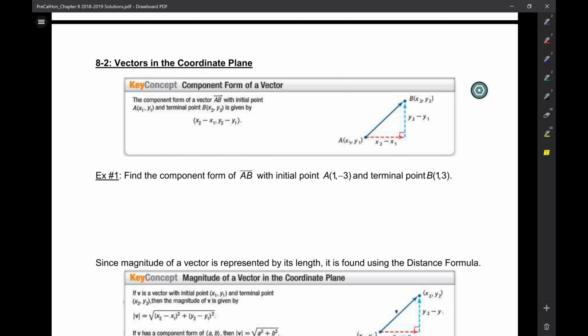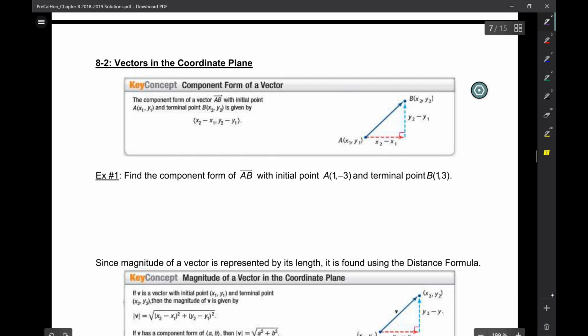Okay, so we now know what vectors are, and we now know how they look and what we could do with them. Here's a little bit more that we could do with them. It's always useful when you take anything and put it in the coordinate plane and assign coordinates to it, because then you could manipulate them to a greater degree.